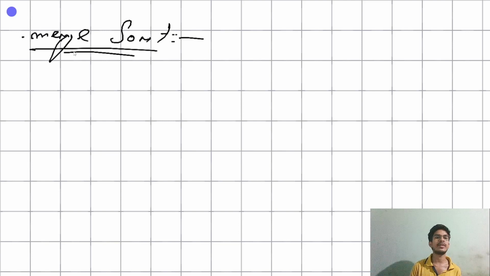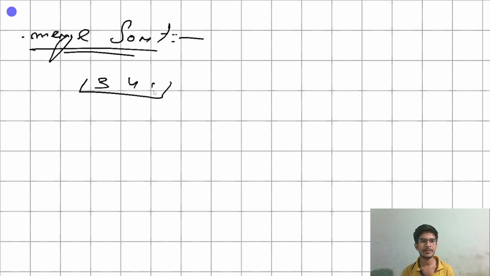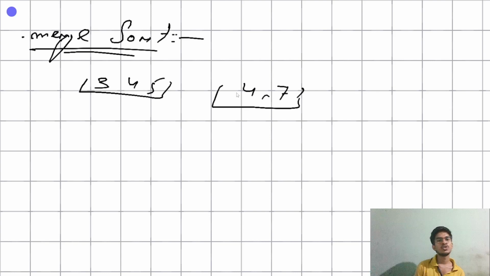If you didn't solve those questions, what happens in the merge? In the case of the merge, we have two lists, two sorted lists actually. Suppose we have 3, 4, and 5. This is one sorted list, and suppose we have 4 and 7. This is also a sorted list, right? So if we merge these two sorted lists, we should get a new sorted list. That's the concept of merge actually.